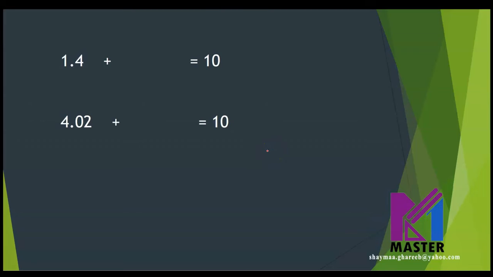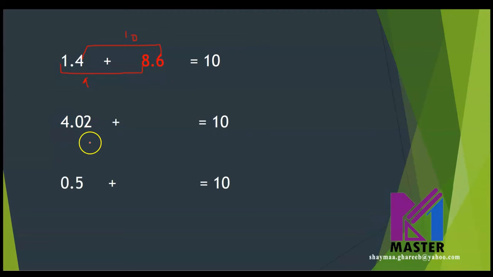Now, look at these two examples. Can you do it on your own? The first one, I have 1 and 4/10, and we said the 1 needs 8 and the 4 needs 6. So 1.4 plus 8.6 equals 10. Remember, the sum here is 10. The sum here is 9.